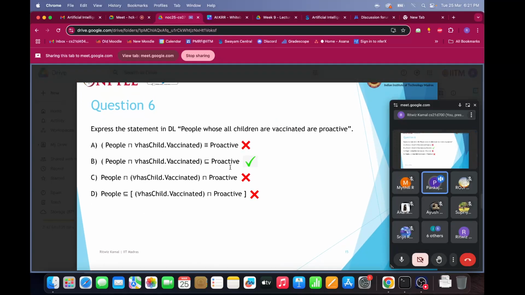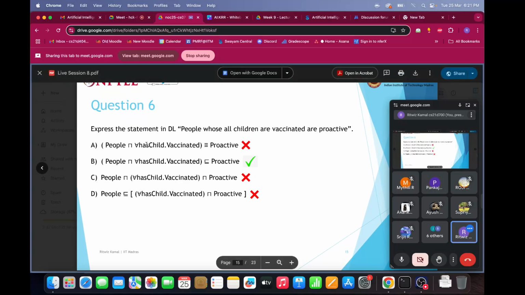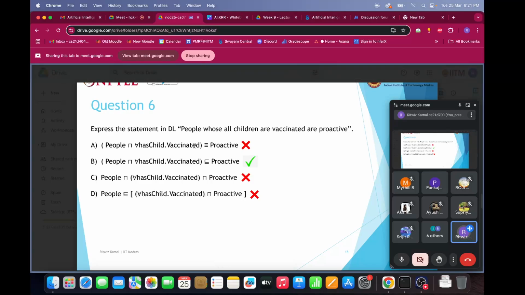Sir, what is the meaning of answer A? Answer A says that the intersection of the set of people and the set of people who have children and all of those children are vaccinated is equivalent to the set of people who are proactive. This is not what the statement conveys. The set of proactive people might contain people other than those whose children are all vaccinated. Do you get my point? So let's say another criterion to say that people are proactive is that they exercise daily. So there might be another set of people who exercise daily who are also categorized as proactive, but that doesn't mean that anyone who is proactive also has to have all of their children vaccinated. That is why option A is incorrect.